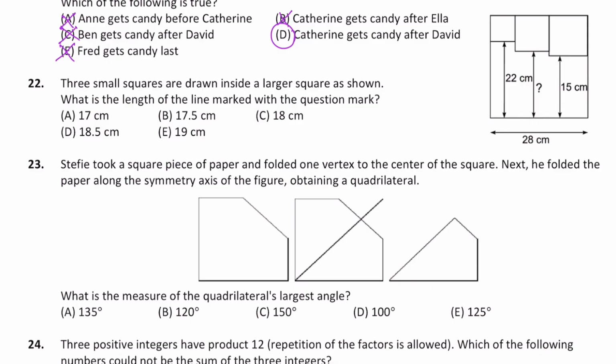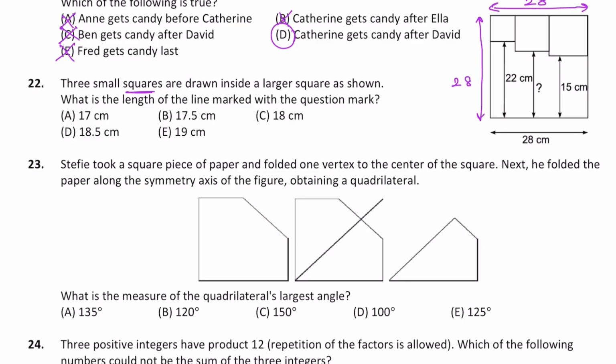3 small squares are drawn inside a large square as shown. What is the length of the line marked with the question mark? Now, you should know that squares have equal sides, right? So these are equal length of sides. They all are 28 over here.